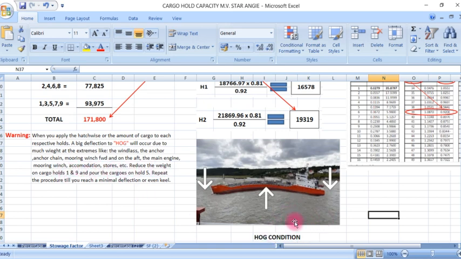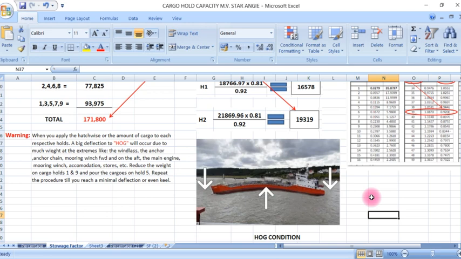So to reduce the deflection of the hog, reduce the weight of cargoes in holds 1 and 9 and pour the cargoes on hold number 5. So take out cargoes in number 9, put it in number 5. Take out some cargoes in number 1, put it in number 5 to reduce the deflection. Repeat the procedure until you reach a minimal deflection or even keel.